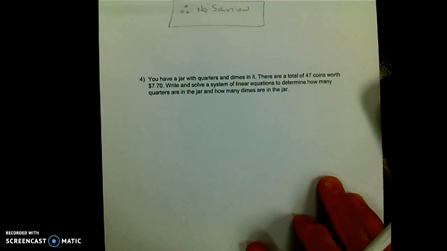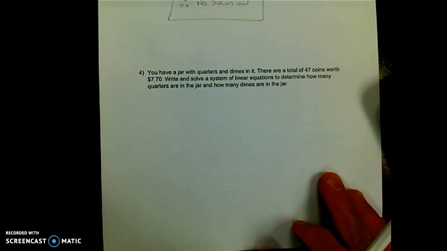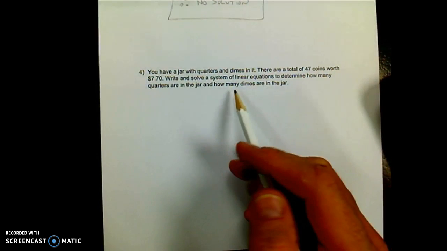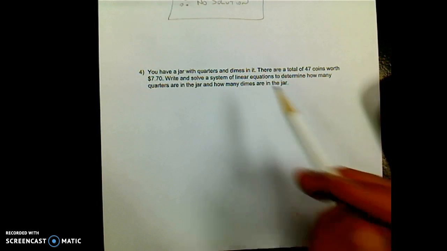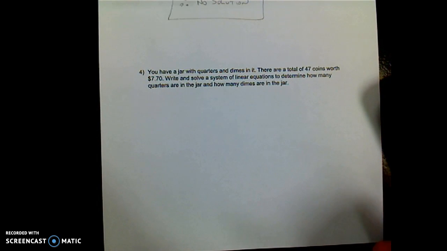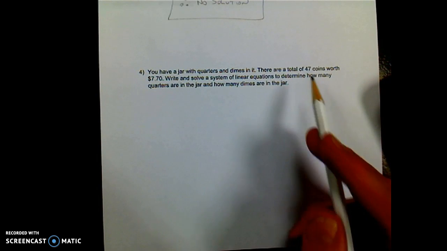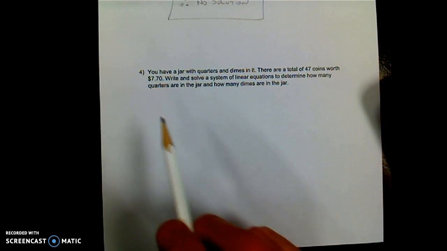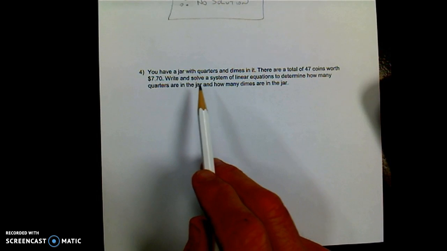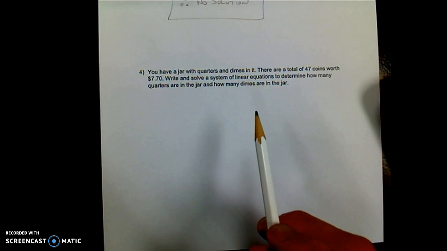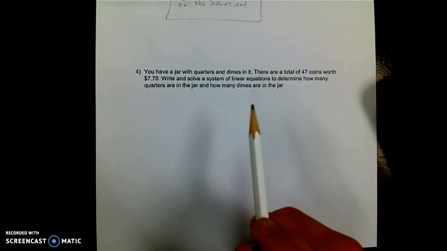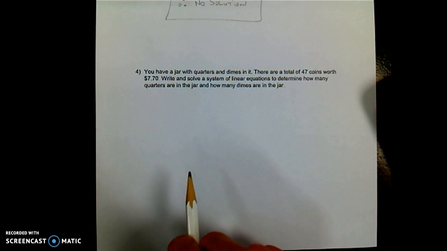Finally, let's go ahead and take a look at what this looks like if we use elimination to solve a word problem. So a jar with quarters and dimes in it. Very common kind of word problem that involves solving a system of linear equations. A total of 47 coins worth $7.70. We're asked to write and solve a system of linear equations to determine how many quarters are in the jar and how many dimes are in the jar.